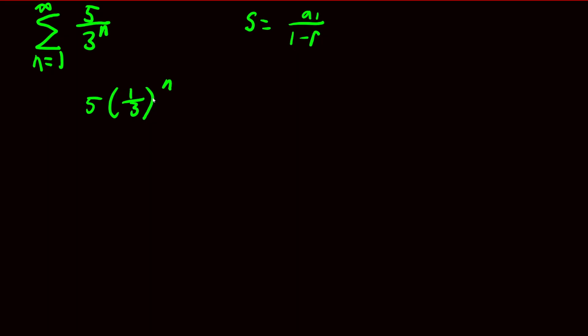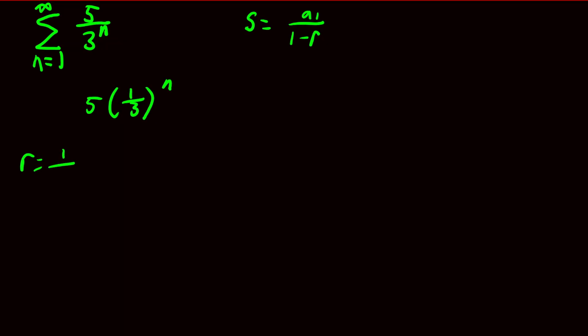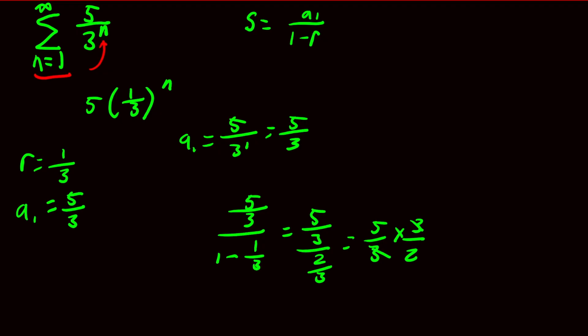And again, we use that same formula right here, a r to the n, right? So r is going to be 1/3. And now a1, well, remember, we just plug in the first term. So n equals 1 here. So this would be 5 over 3 to the 1, which is 5/3. a1 is 5/3. So now we're going to get 5/3 over 1 minus 1/3, which is 5/3 over 2/3, which is 5/3 times 3/2, which is 5/2. So the sum of this series is 5/2.